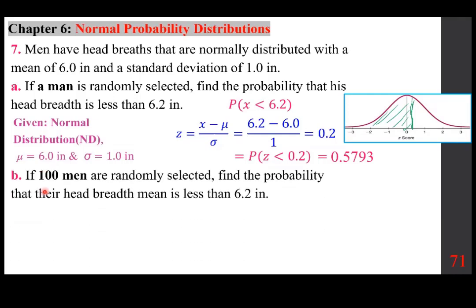Now we are looking at the same question, but the main thing is we now have 100 subjects. The idea is that n is either 1 or more than 1. When it's more than 1, we use x bar, probability of x bar less than 6.2, which gives us the z-score using x bar minus mu of x bar over sigma of x bar. Mu of x bar is equal to mu. Sigma of x bar is sigma over square root of n.